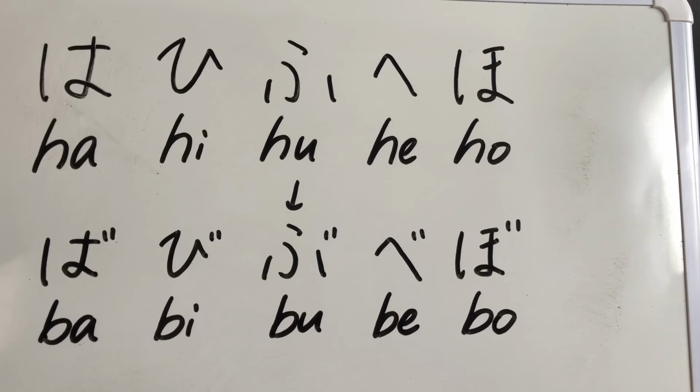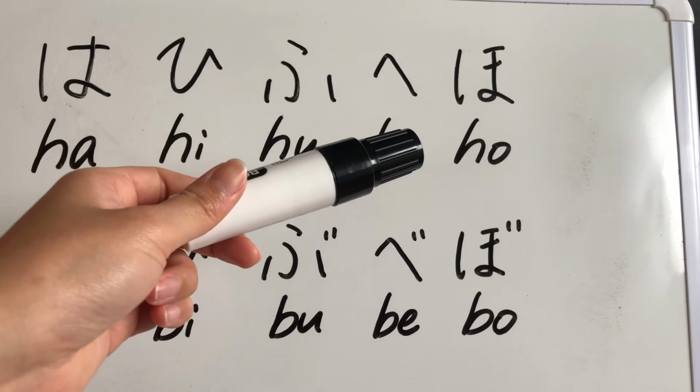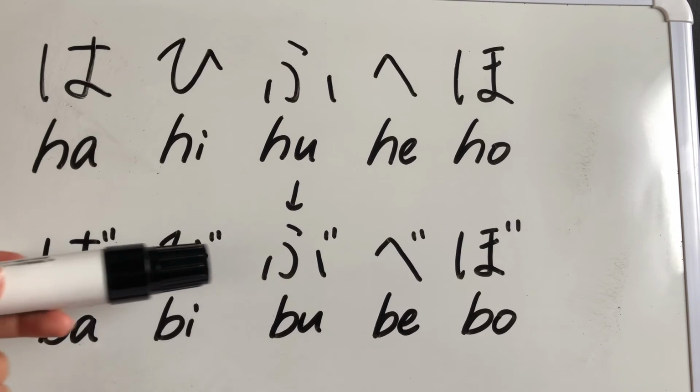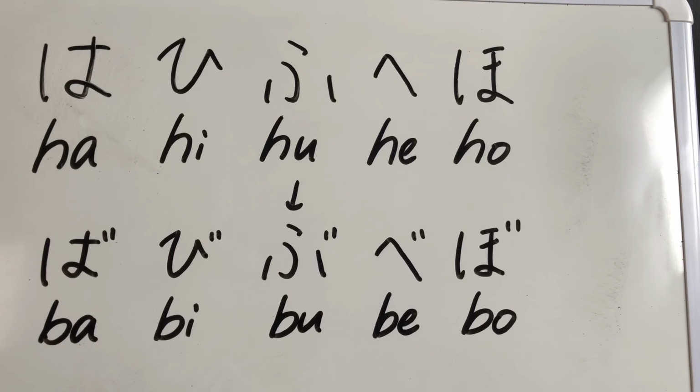Alright, and these 5 are the last one with dashes. Here again that's ha, hi, fu, he, ho. And when you have dashes, that's going to be with B sound: ba, bi, bu, be, bo.